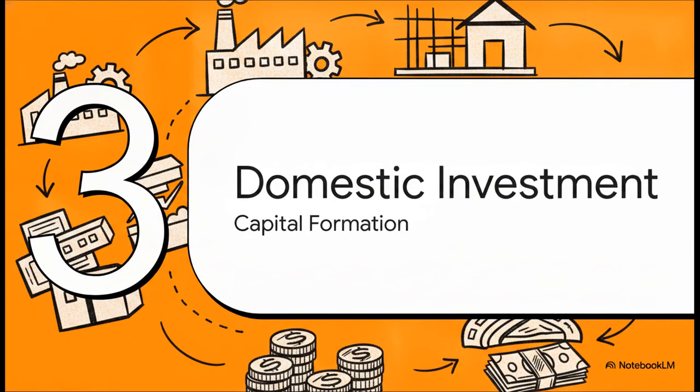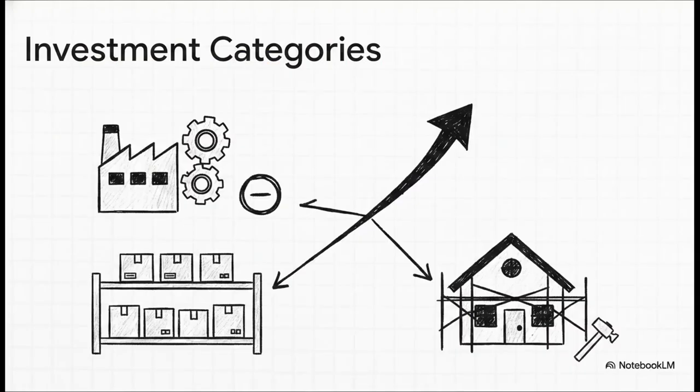Section 3, Gross Domestic Investment. Let's track capital formation. Now, investment in macroeconomics isn't just about buying stocks, it's about building physical, productive capacity. This falls into three distinct subcategories. First up is gross fixed business capital formation. That's your new factories, machinery, and heavy equipment. Second is inventory investment, which is calculated super simply as closing stock at the end of the year minus opening stock. And third, residential investment.